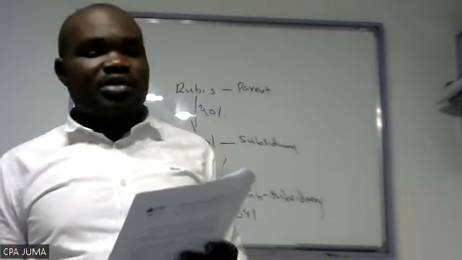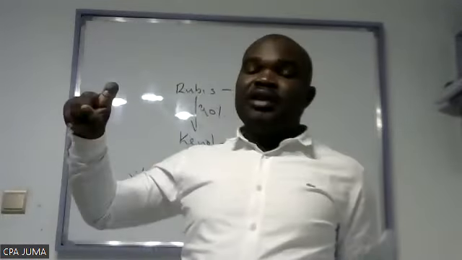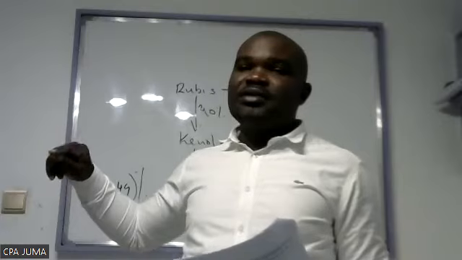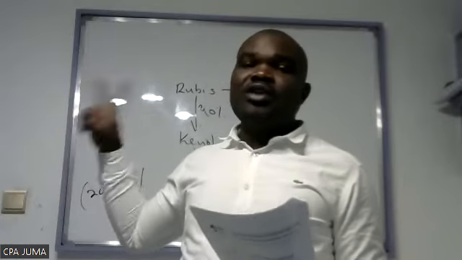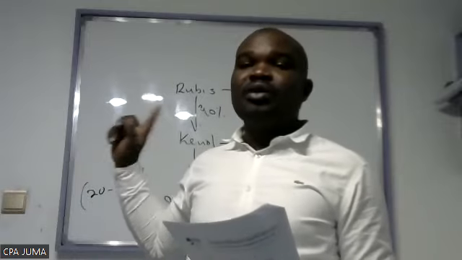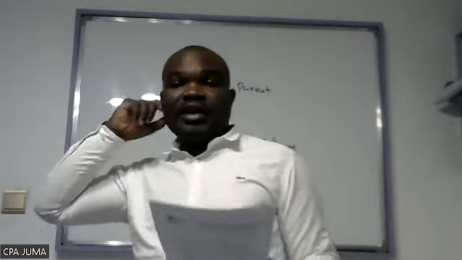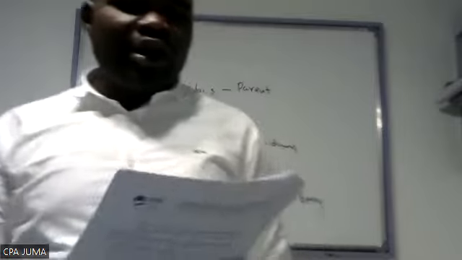Group. What is the definition of a group? Group consists of the parent company and its subsidiaries. So group is a composition of parent, subsidiaries, by extension, sub-subsidiaries. Associates and joint arrangements are not part of the group. Group consists of parent and the subsidiaries.